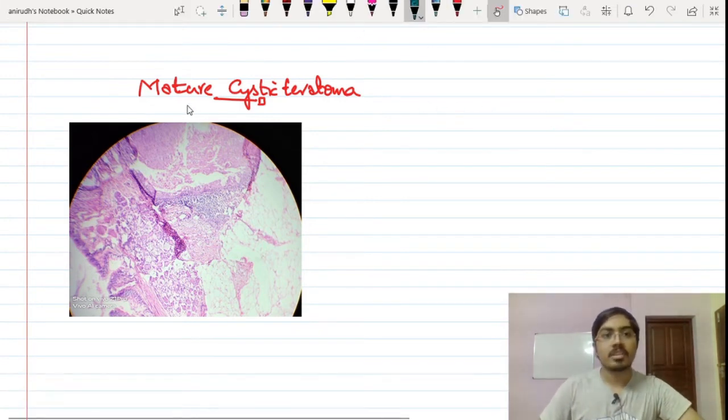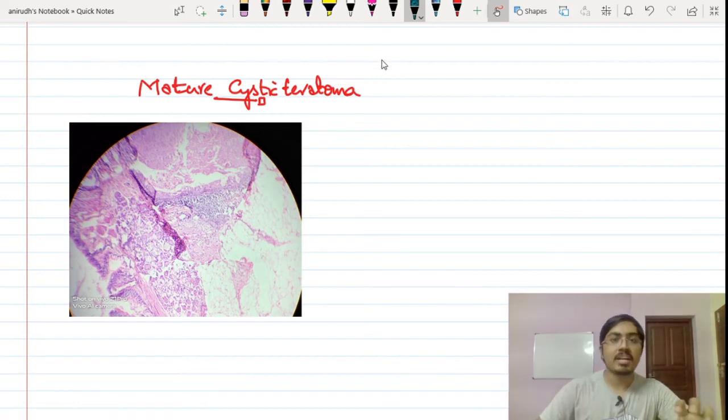Now let us talk about mature cystic teratoma. So you are having ovarian malignancies, isn't it? Ovarian malignancies are too many in number, but we are supposed to remember some names and very important clinical features, very important pathological features of all of them, some of them at least. So mature cystic teratoma is a germ cell tumor. This is a germ cell tumor.